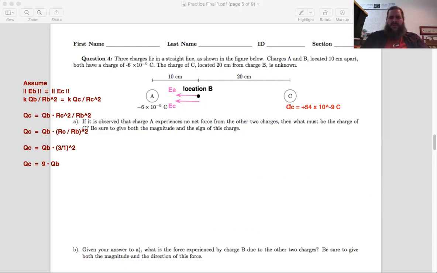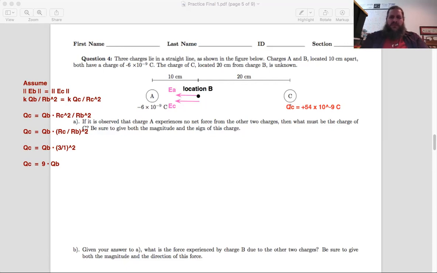Also, everything here has a k in it, so we may as well factor that out and fill it in at the very end. We've got 6 times 10 to the negative 9. Also, everything's got coulombs and meters squared, so we'll pull that out also. That way we're just dealing with raw numbers.